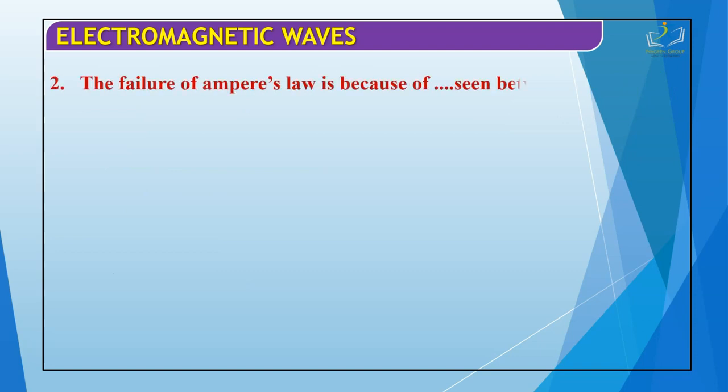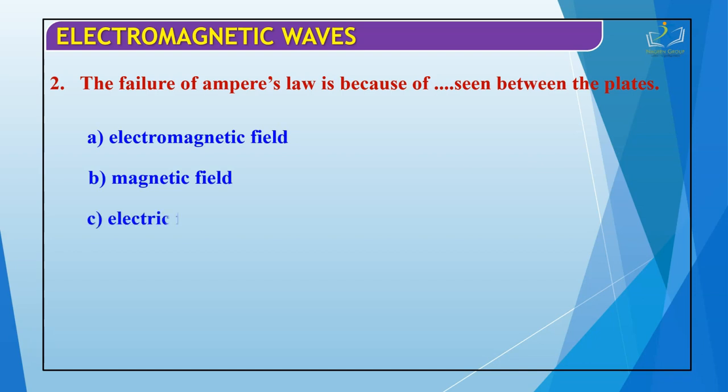The failure of Ampere's law is seen between the plates because of dash: electromagnetic field, magnetic field, electric field, or none of these. The correct answer is electric field.